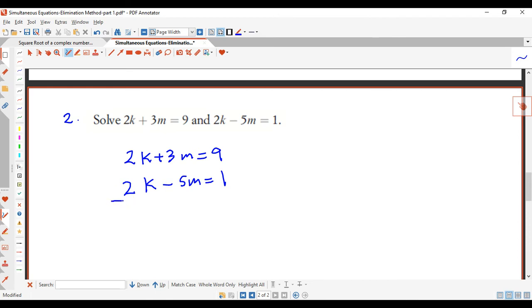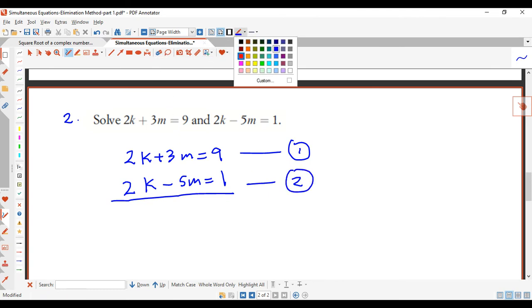Now, I'm going to draw a line underneath that. I'm going to label this equation 1. I'm going to label this equation 2. Now, what are the matching terms? Matching terms are the 2k's, aren't they? Now, this is actually a positive 2k, and this is also a positive 2k. So we say that the signs are matching. Now, I want to eliminate the k terms, so I'm actually going to do a subtraction this time.